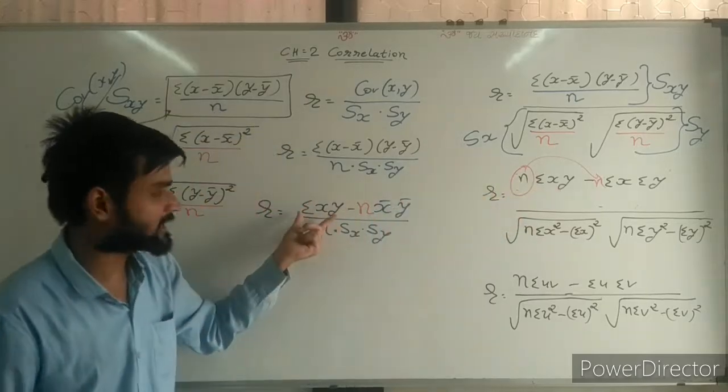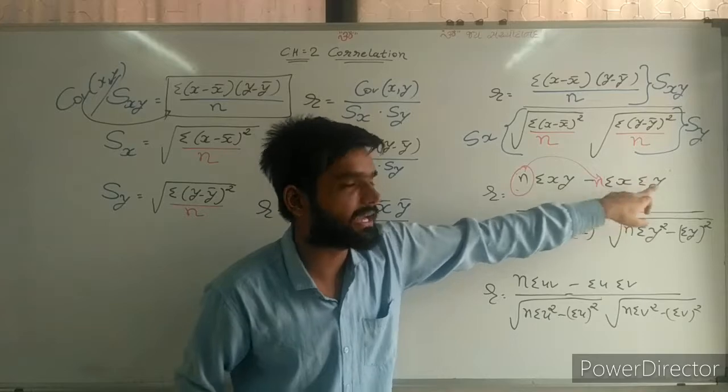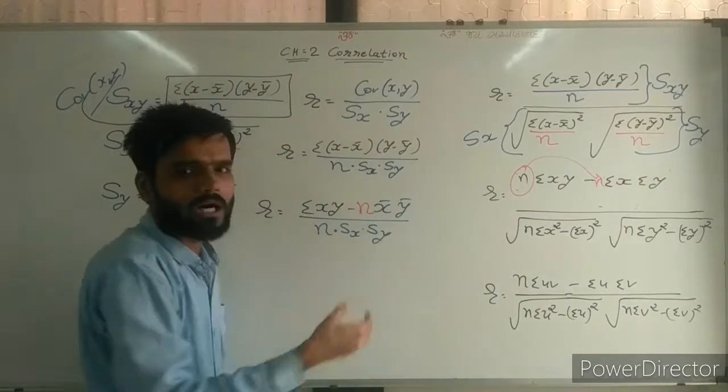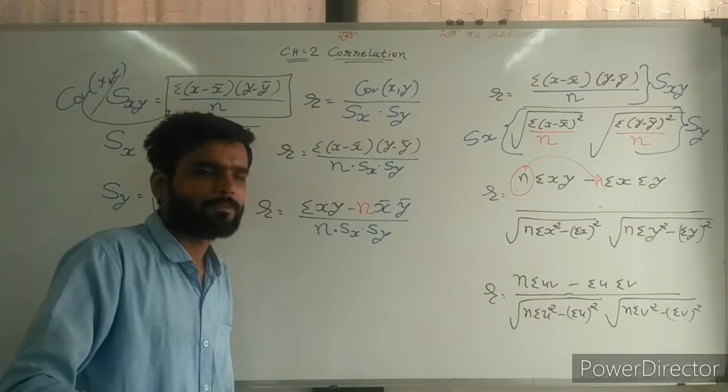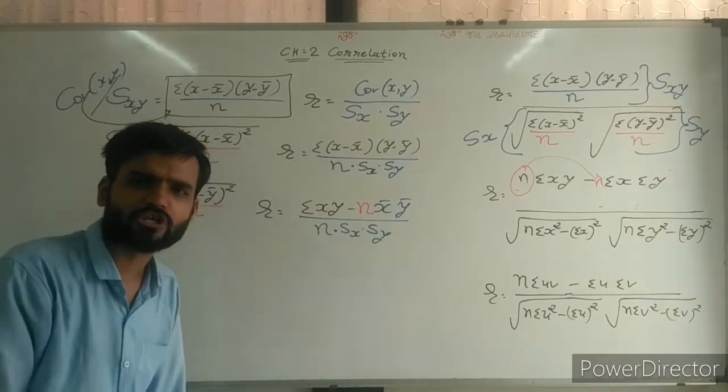So here only sigma xy minus, as it is, and n. Now instead of sigma x, sigma y, write down x bar and y bar. Complete, simple. The division remains the same. This is the third formula of the correlation coefficient r.